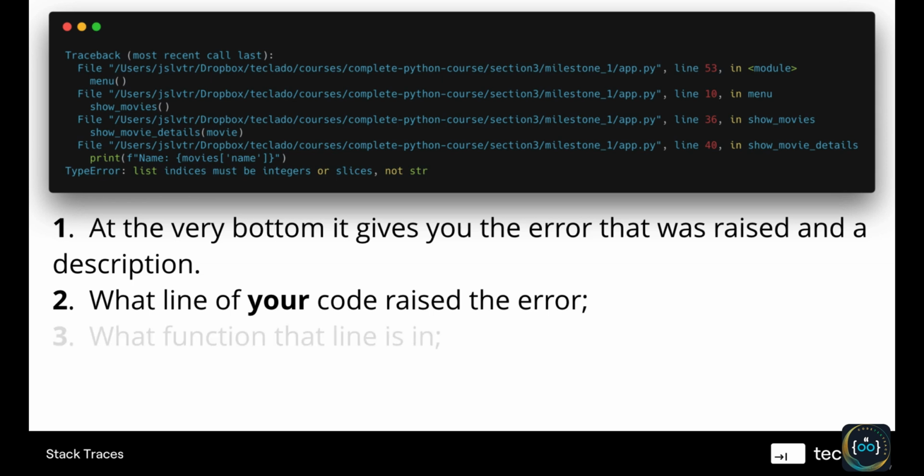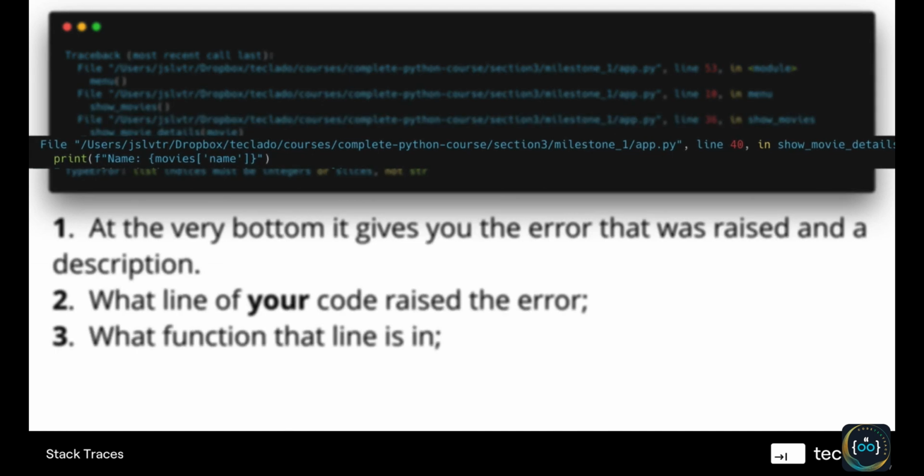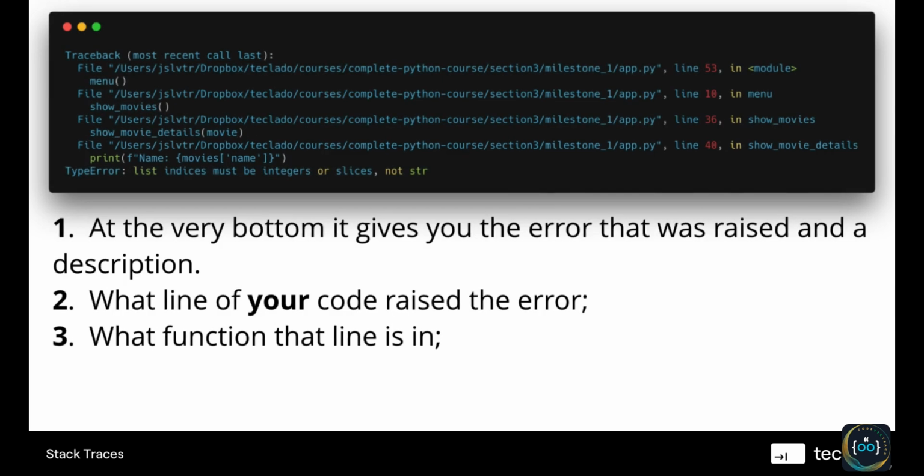Then it also tells us what function that line is in. That's just the line above. It says file, users, JSLVTR, Dropbox to Cloud, courses, complete Python course, section 3, milestone 1, app.py. It says line 40, and at the very end it says in show movie details. So this is the function that the error happened in, the show movie details function.